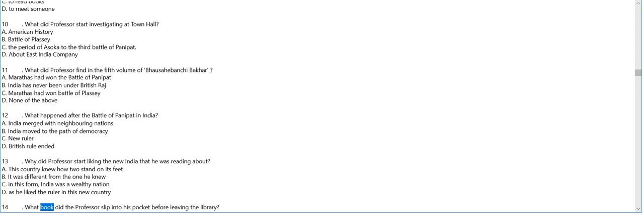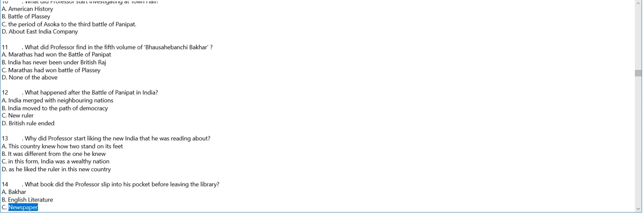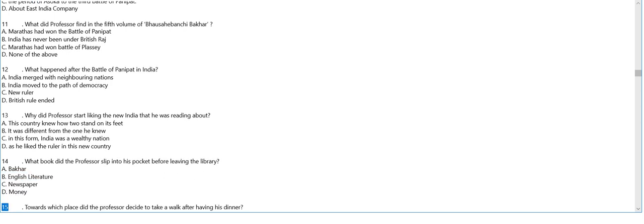14. What book did the professor slip into his pocket before leaving the library? A. Bakar. B. English literature. C. Newspaper. D. Money. 15.